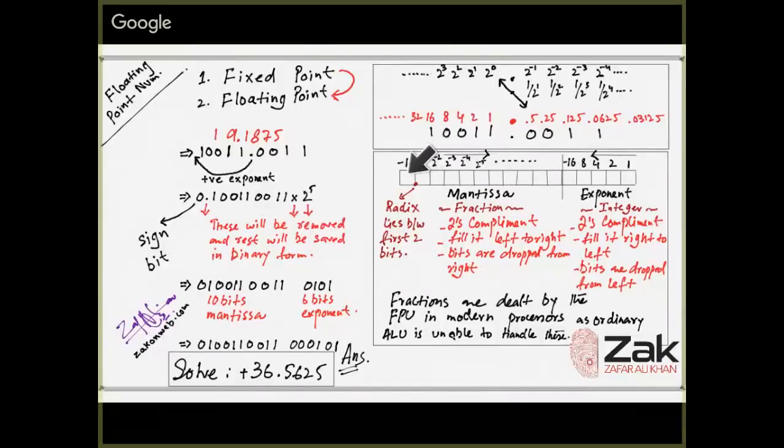Mantissa is filled left to right, whereas exponent is filled right to left. Let's say that we have got more bits available and we have got a shorter number to fill in. We will fill as much as we can, and after that all leftover bits will be filled by 0. Similarly, in exponent we will fill it from right to left and all the leftover bits will be filled by 0.